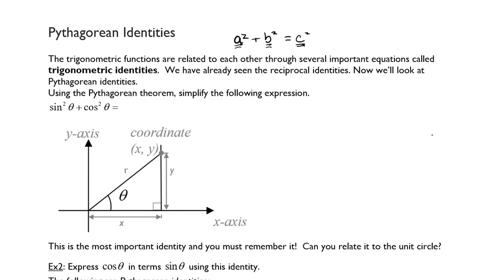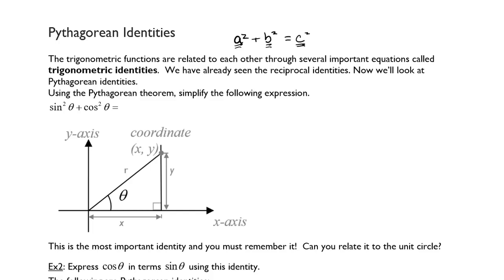The trigonometric functions are related to each other through several important equations called trigonometric identities. We've already seen the reciprocal identities. Now we'll look at Pythagorean identities. Using the Pythagorean theorem, simplify the following expression. You might not know what to do here when it says sine squared theta plus cosine squared theta equals blank.